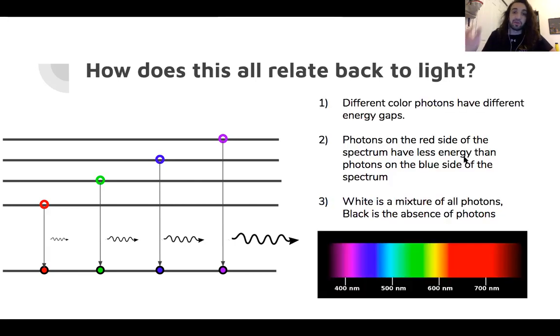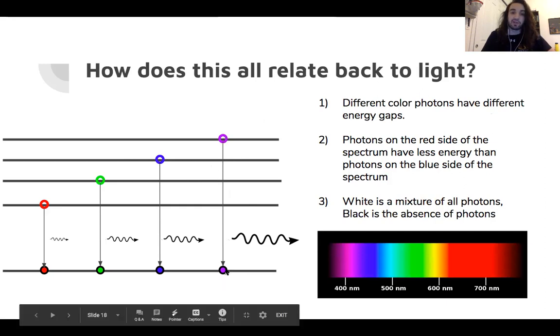Okay, here's the big time explanation here. Different color photons have different energy gaps. Look at this. Number one, purple has a big energy gap. Blue has a smaller energy gap. Green has a smaller energy gap. Red has the lowest. So you might say, it looks like a trend. It looks like a pattern.